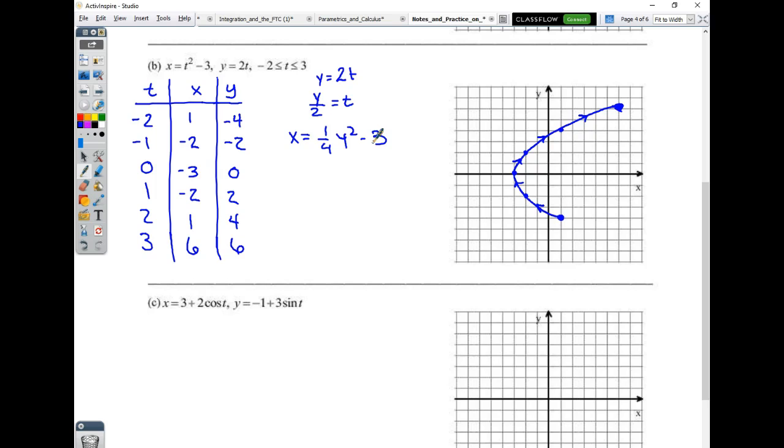Is there a limit to the restriction here? There is a restriction on this y, because look at your function. If these are the t's that I'm limited to, I can only go from this point to that point.